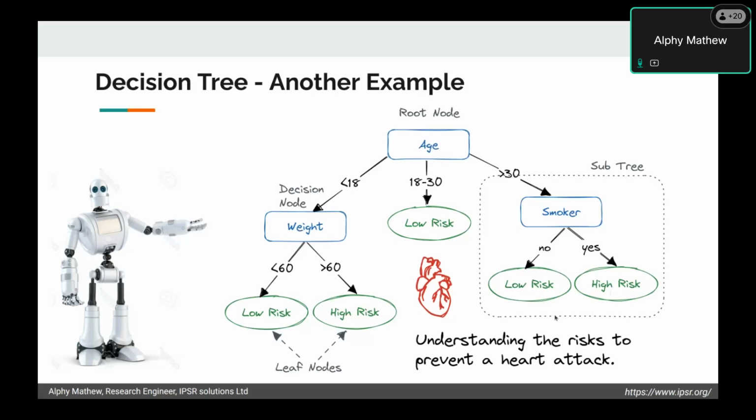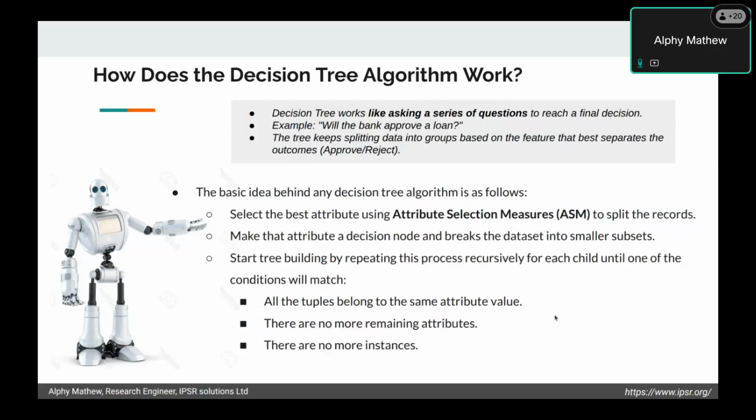Okay, so this is exactly how humans think when making decisions. We don't look at all the factors at once. We check each condition one by one and then we make decisions. Decision trees are very popular because they are so easy to understand, easy to explain, and work like real-life reasoning.